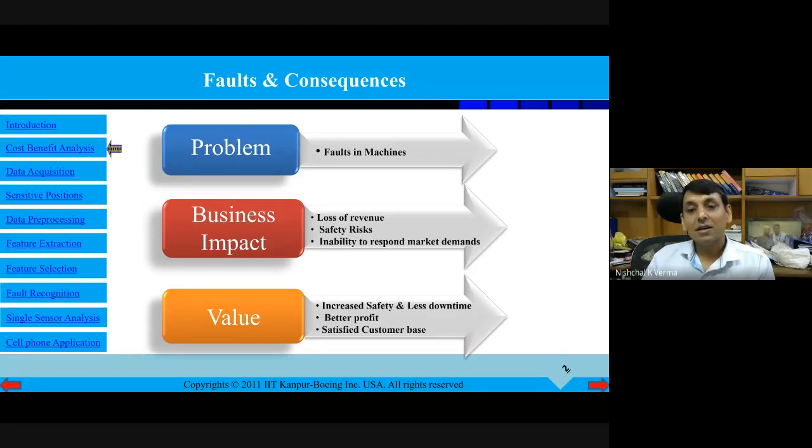And if the profit gets affected, then the share to the employees and other partners will also get affected. So what is the value that we are getting in return here by employing condition-based monitoring? The increased safety, which is again a social concern, and then less downtime, which would affect the overall productivity. Then, of course, better profit and a satisfied customer base, because if the machines are working fine, you will be able to deliver your products which you have promised, right? So on time. Basically, the customer base will be very happy, very satisfied if the products are delivered either on time or before time. So that's how it goes, right?